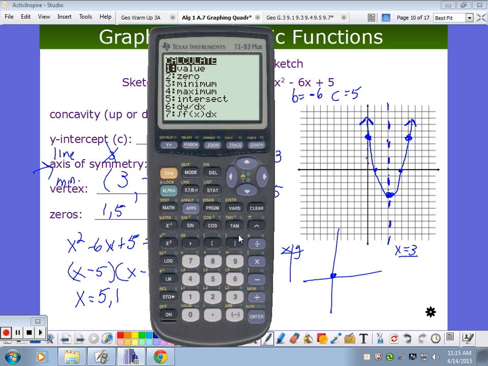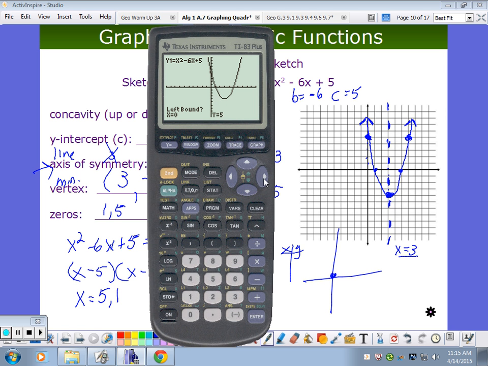I want to find zeros. What should I press now? 2. All right, you see this? I call it a spider because it's like a spider. It's blinking, right? A little blinking cursor. It says left bound. All right, I'm looking at just one zero at a time.